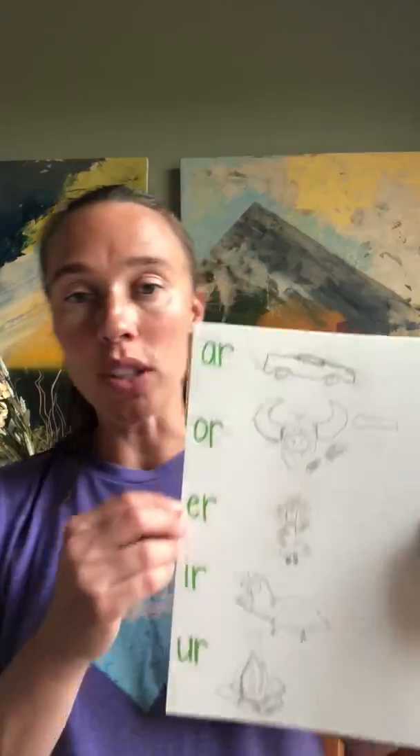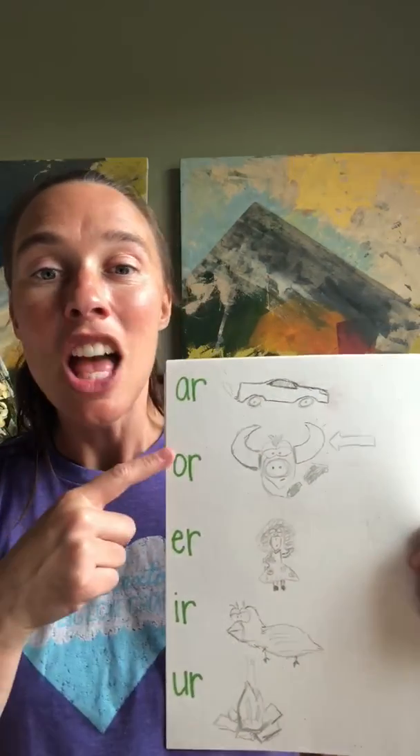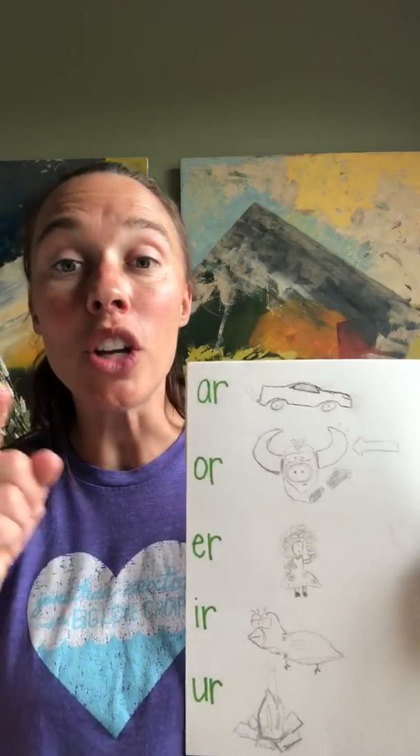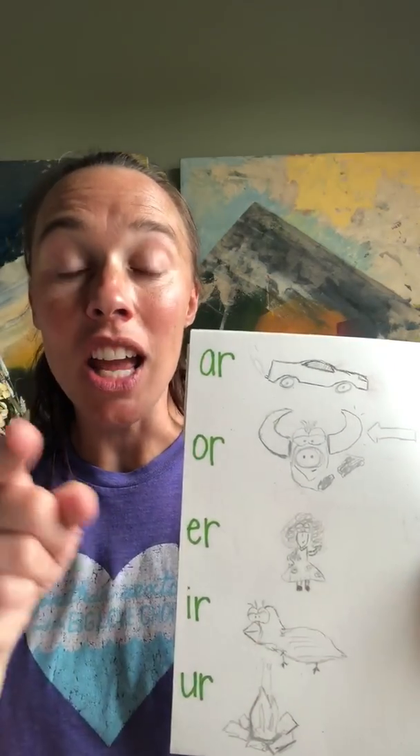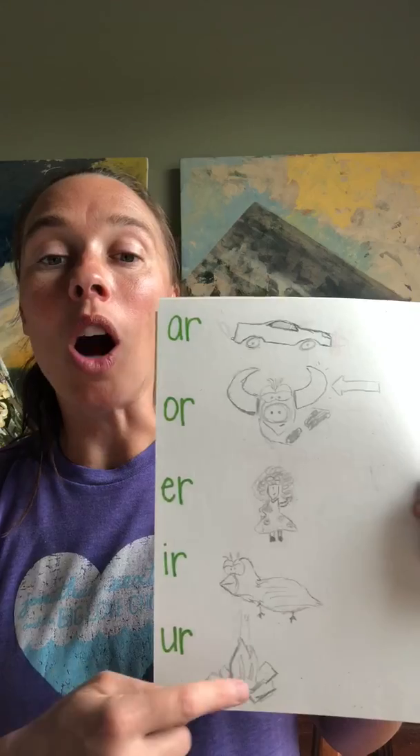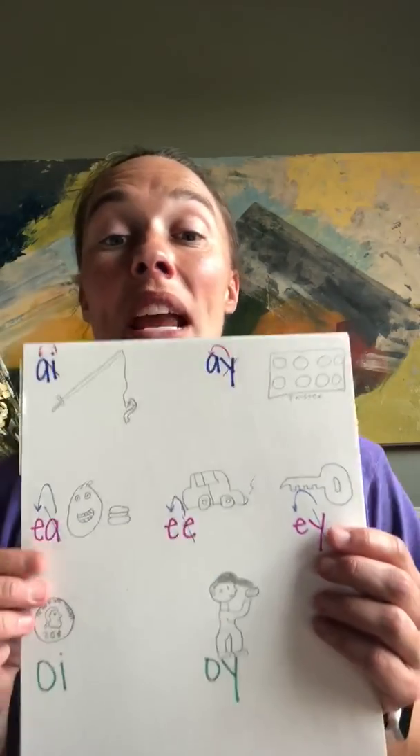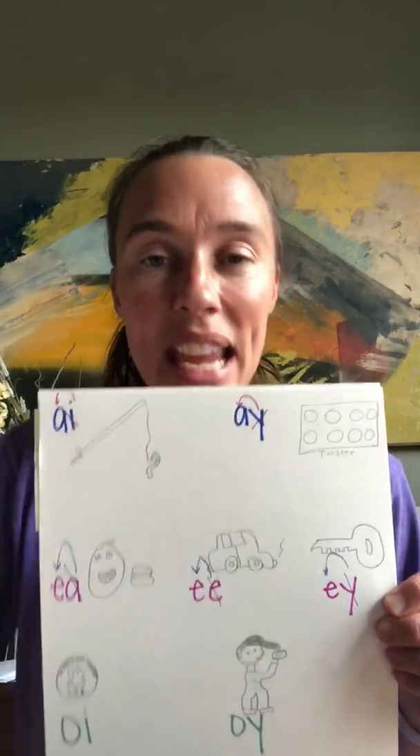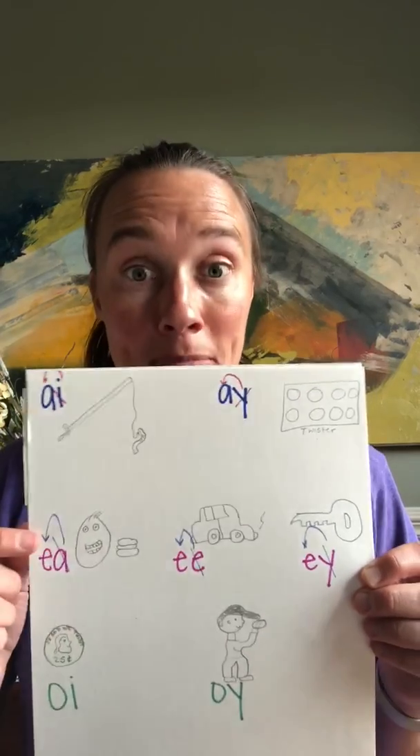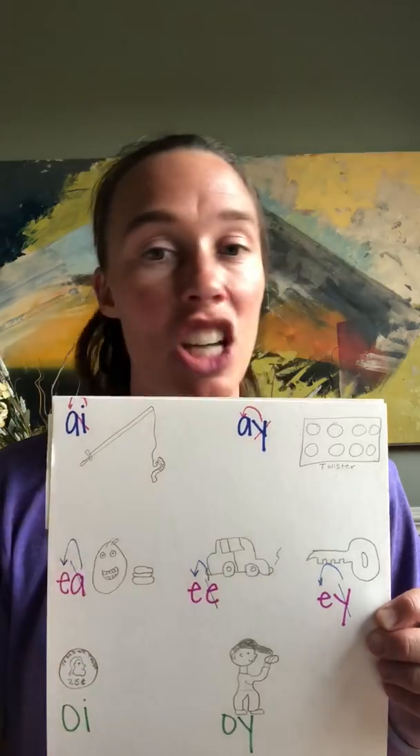Okay, let's review our R-controlled sounds. Here we go. AR, car. OR, horn. ER, her. IR, bird. UR, burn. Okay, now, when we hear any of these sounds in a word, it will not be a closed syllable, okay? So when you hear these sounds, it's a long vowel, which means it is not a closed syllable.